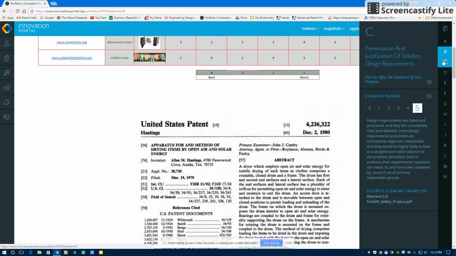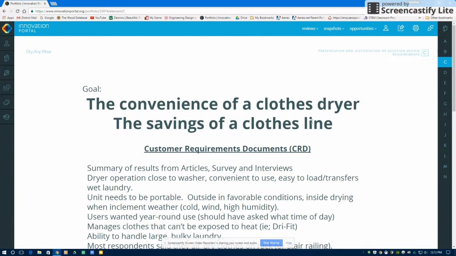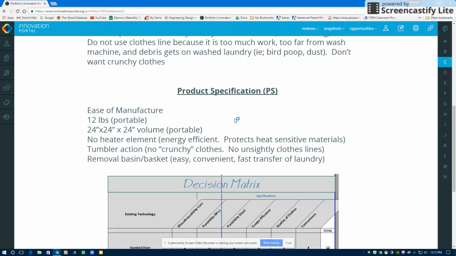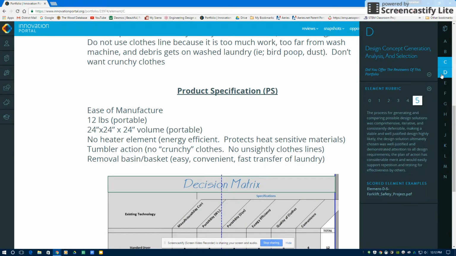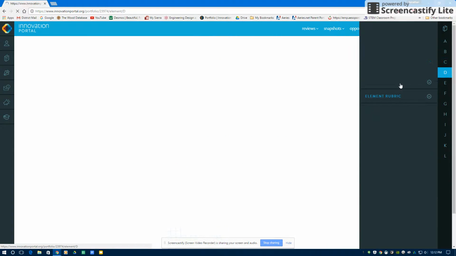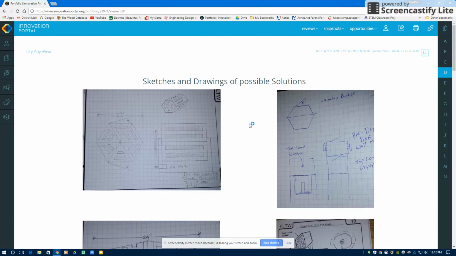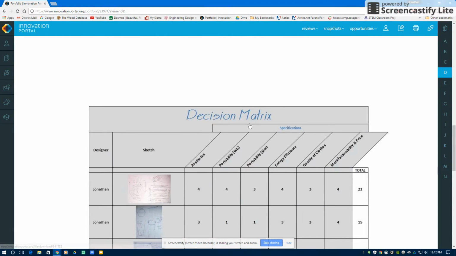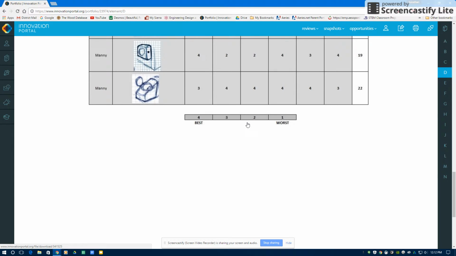Element C is justification and design requirements. So here's our customer requirement, what we need, our product specifications. Element D here is a design concept, analysis and selection. So here, some of our original ideas, our sketches from our notebook, which ideas we like the most.